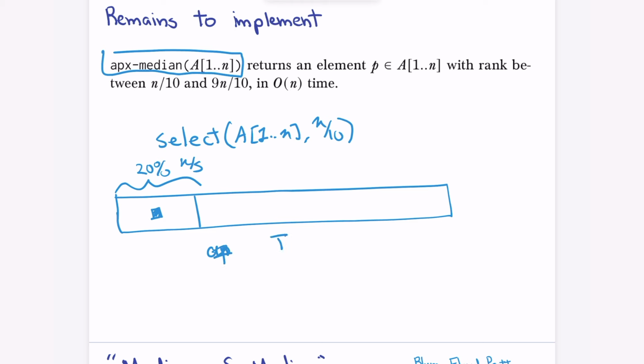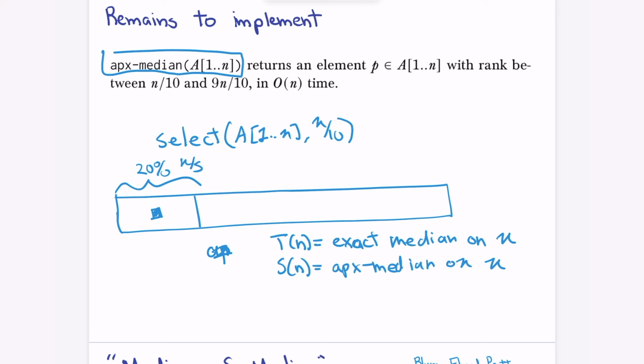So at some level, it looks like we have something like this. T of n is equal to, let's say, exact median on n elements, and I'll write S of n to be the time for approximate median on n elements. And let's see how this works. This is actually a pretty interesting idea. So we're trying to implement approximate median, and the idea is to look at 1/5 of the input. And I guess that's it. But you might need O of n time to assemble.